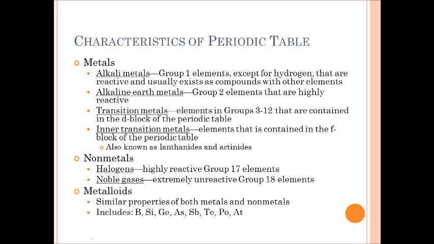For the nonmetals, we have two groups. We have group 17, which is our halogens. They are highly reactive. And then you have the noble gases, which is group 18. And they are not very reactive. They're actually the most unreactive elements on the periodic table. Finally, metalloids, like I mentioned before, have properties of both metals and nonmetals. And there are about 8 of them: boron, silicon, germanium, arsenic, antimony, tellurium, polonium, and I don't remember off the top of my head what the 8th is.